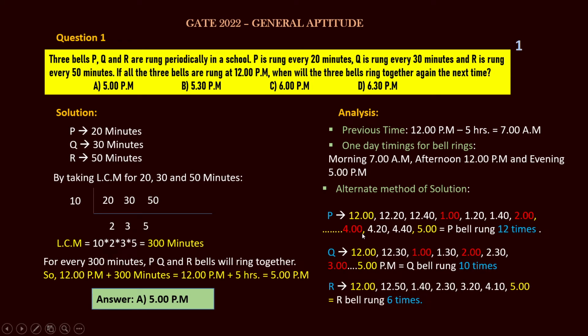When we compare P and Q, the bells ring together every 1 hour. The common timings are 12 o'clock, 1 o'clock, 2 o'clock, 3 o'clock, 4 o'clock and 5 o'clock. When we compare all three bells, at 12 o'clock there are common timings, and after that only at 5 o'clock. So with this we can find the answer as 5 p.m. This is the alternate method of solution, and with this we can also analyze the number of times the bells ring. P bell rung 12 times before 5 o'clock, Q bell rung 10 times before 5 o'clock, and R bell rung 6 times. Like that we can analyze each question.